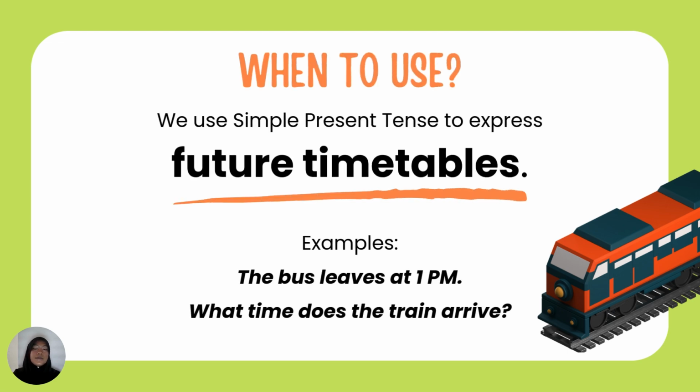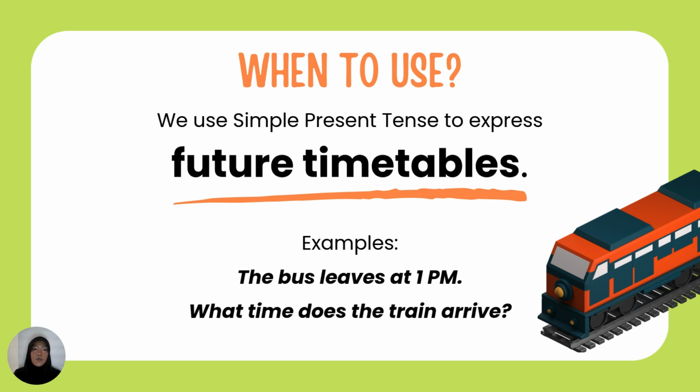And next, we use simple present tense to express future timetables. The bus leaves at 1 p.m. What time does the train arrive? So in these sentences, the bus leaves. Why do we add s to it? Because it's a third person singular. Like I said just now, it can be for animal or non-living thing. So the bus leaves at 1 p.m., not the buses leave at 1 p.m. That makes the difference. One bus or more than one bus. So the verb changes according to the amount.